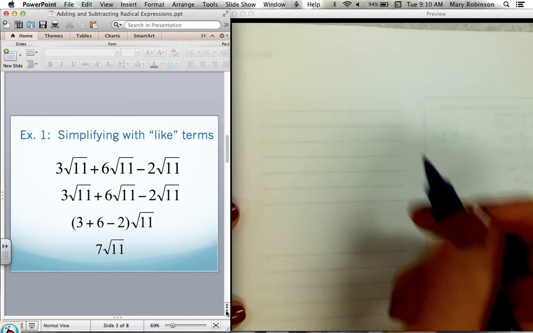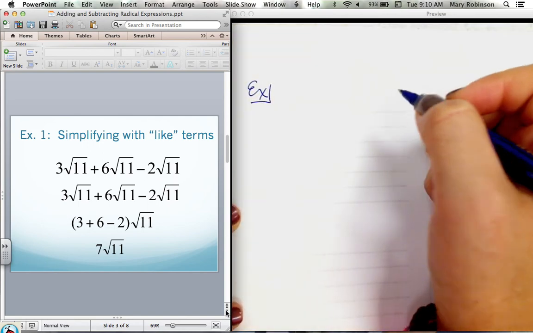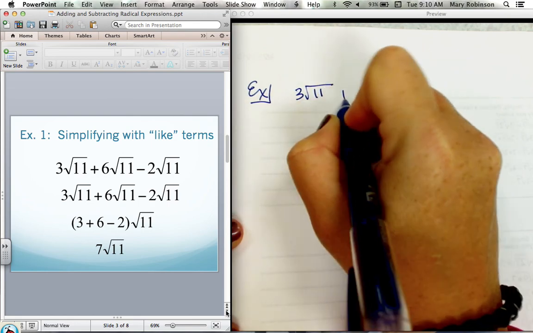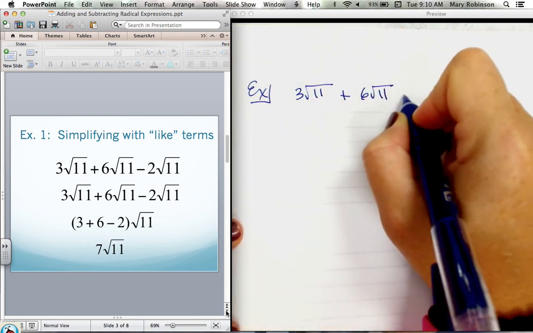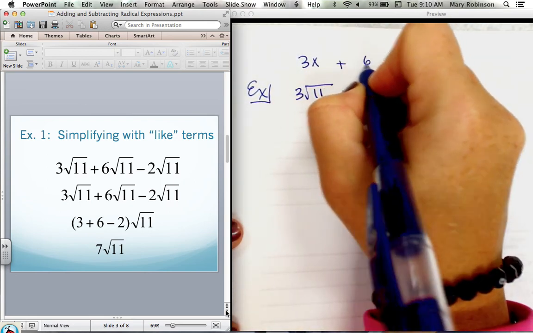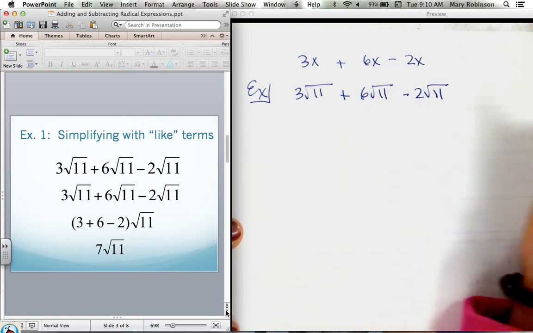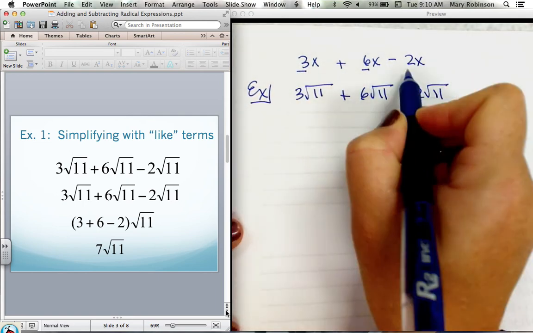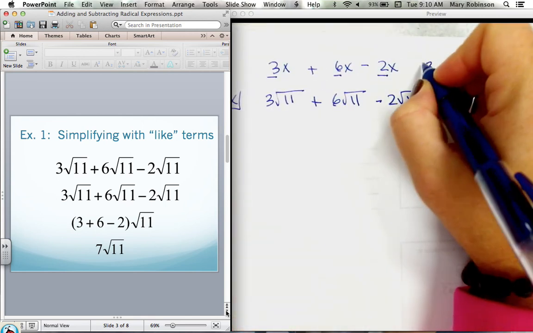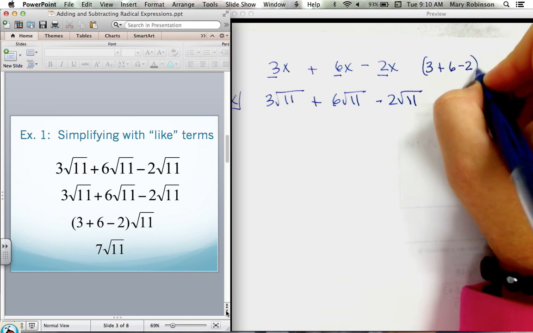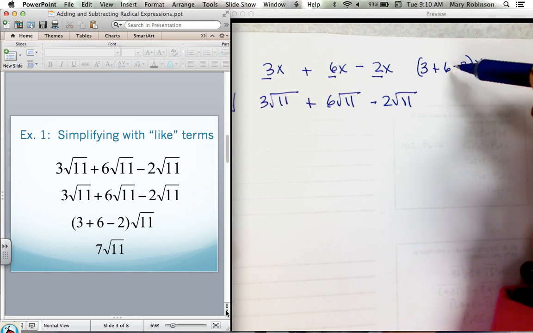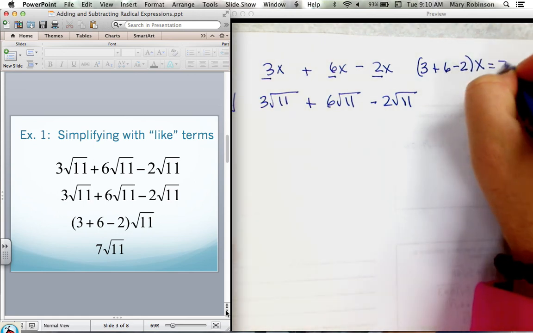So the first example we're going to do is one where we are simplifying like terms. What I mean by like terms is similar to when we have expressions with like variables. If I was to add 3x plus 6x minus 2x, then I would be combining the coefficients because these are like terms. So I would take 3, add 6, and subtract 2, but my x would remain the same. So 3 plus 6 is 9, 9 minus 2 would be 7x.